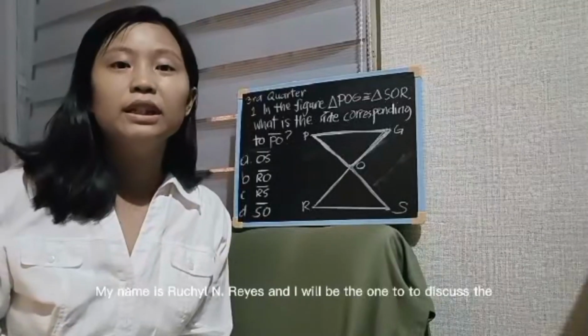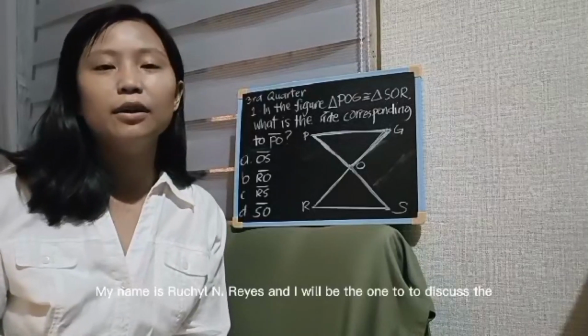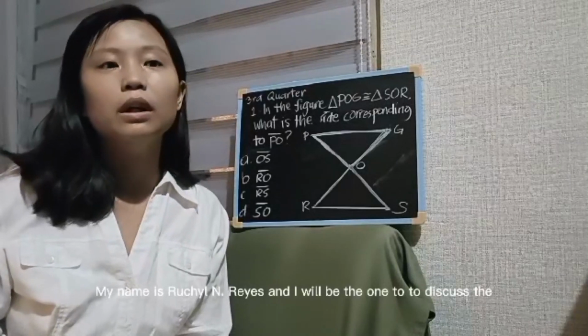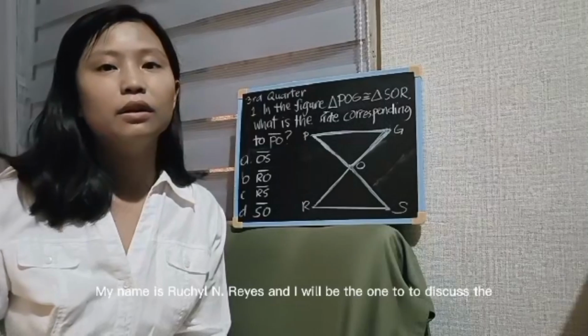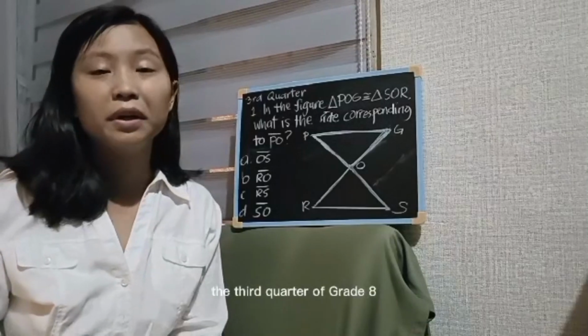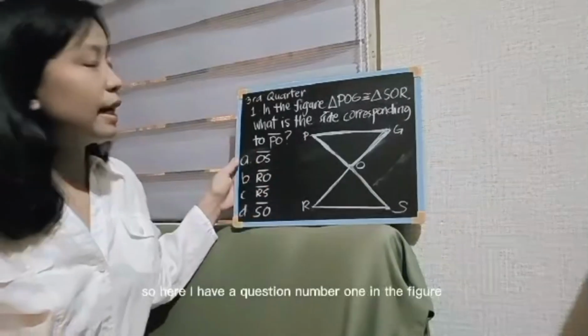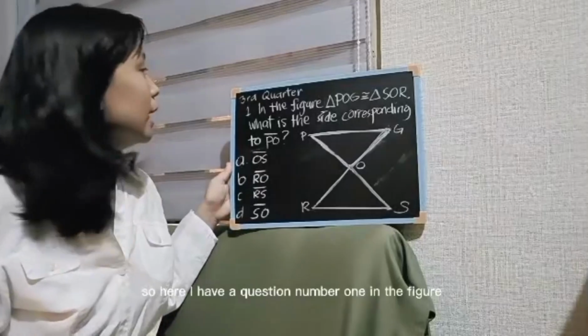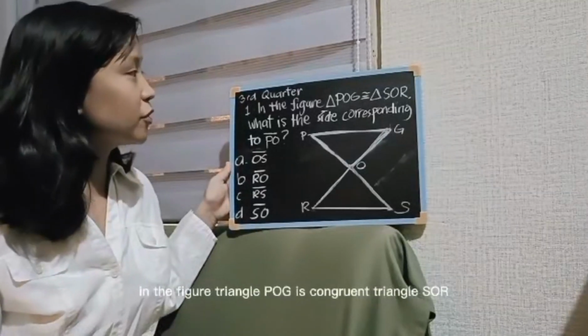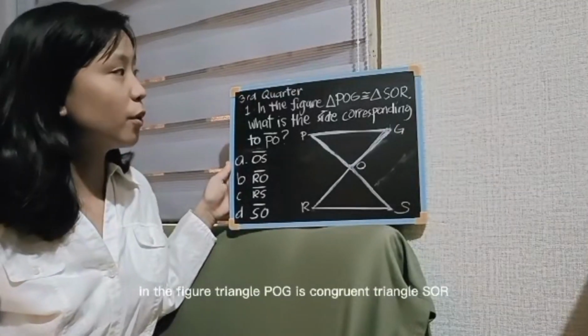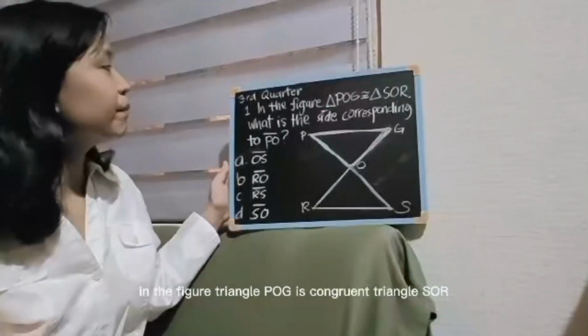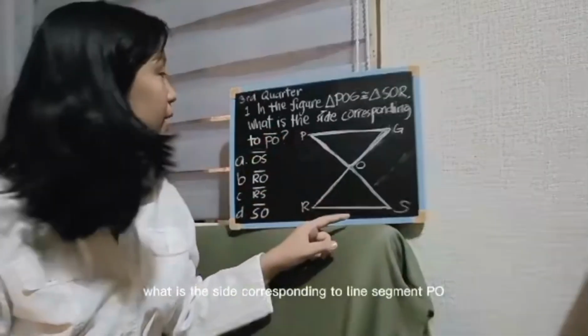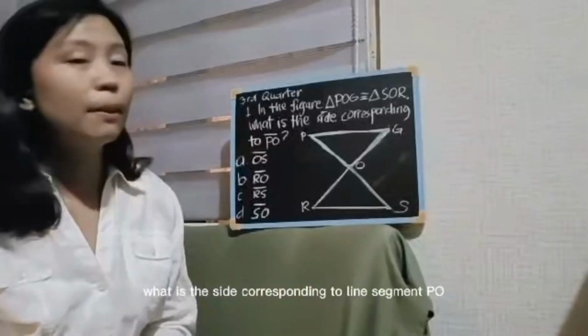My name is Rachel Reyes, and I will be the one to discuss the third quarter of grade 8. So here I have question number 1. In the figure, triangle POG is congruent to triangle SOR. What is the side corresponding to line segment PO?